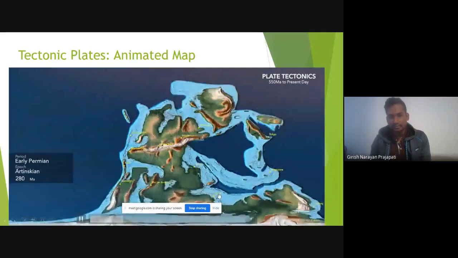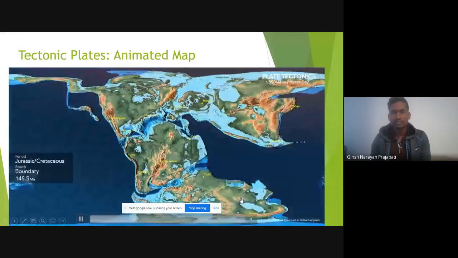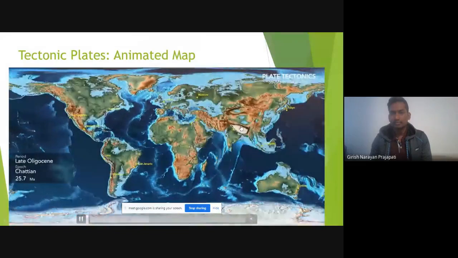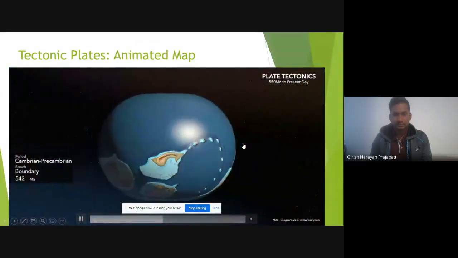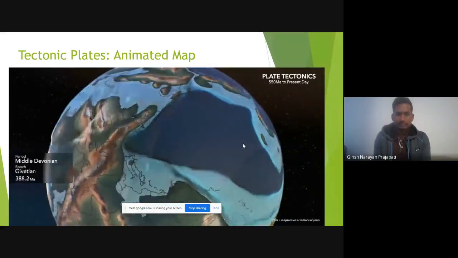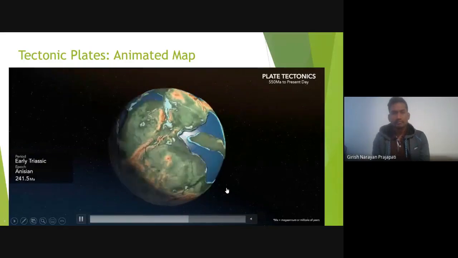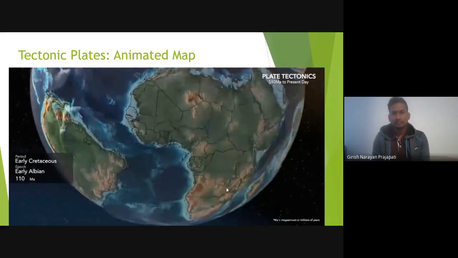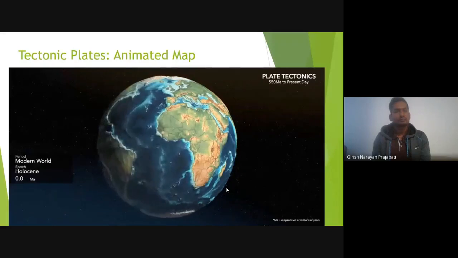So you can see Delhi is here, just next to Sydney. It's combined. India was previously combined with Australia. Then it got separated and India was in the Southern Hemisphere. Now it's going up and it has merged with the Asian countries, where the Himalayas were formed. So this is our present globe.